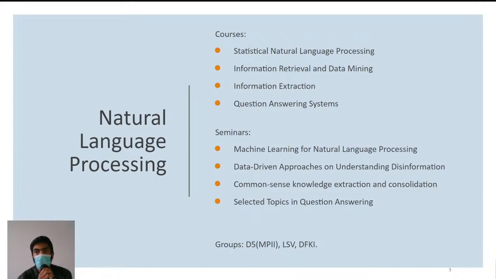One is machine learning for NLP, which is offered every semester, I guess, as a blocked seminar. Then we have data-driven approach for understanding disinformation, which is basically about the fake news in the social media platforms. Then we have common sense knowledge extraction and consolidation, which is again from the information extraction department. And we have some topics in question answering system. The groups which offer most towards this research area are D5 in MPI informatics, LSV, and definitely DFKI.